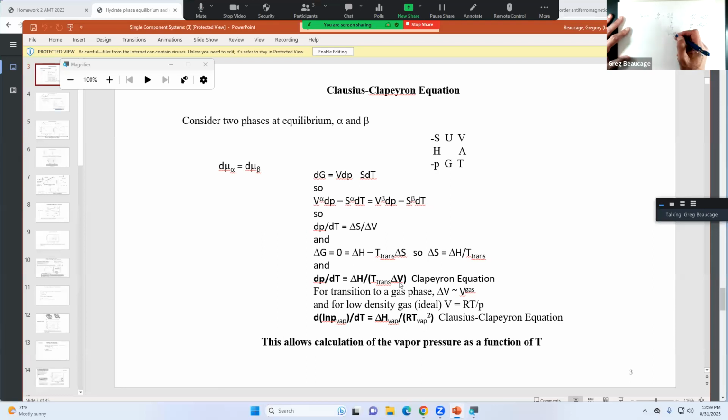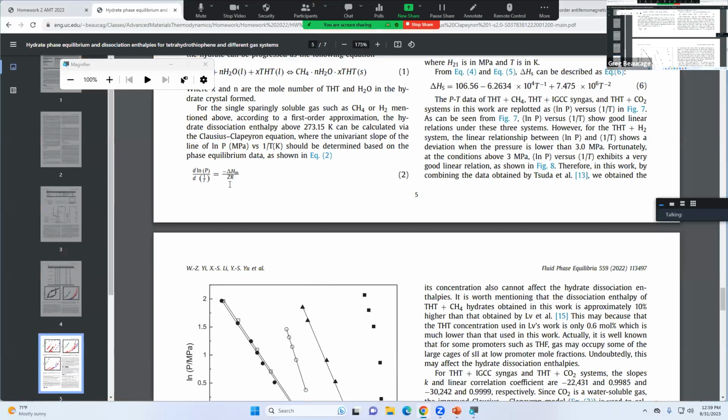Anyway, if you accept that substitution, and then you say that Z is PV over RT, then V is going to be ZRT over P. You plug that in here, still using the T squared and the P, and we end up with ZR as the term instead of R. The reason we do that is that if you want non-ideal behavior, you can calculate it in terms of Z, this compressibility factor.